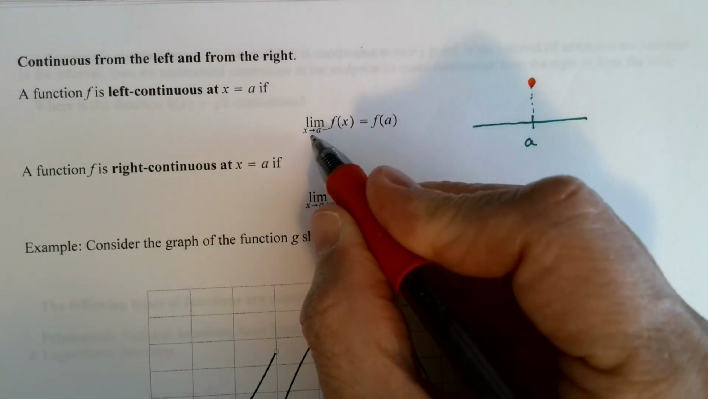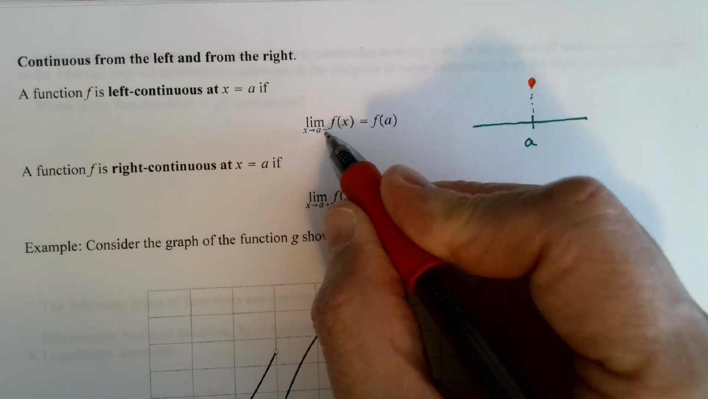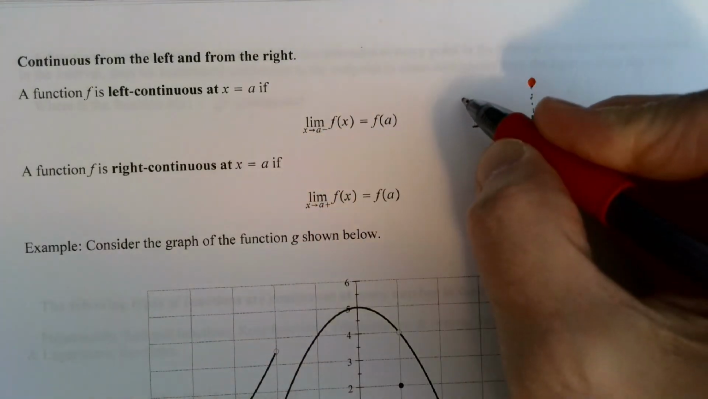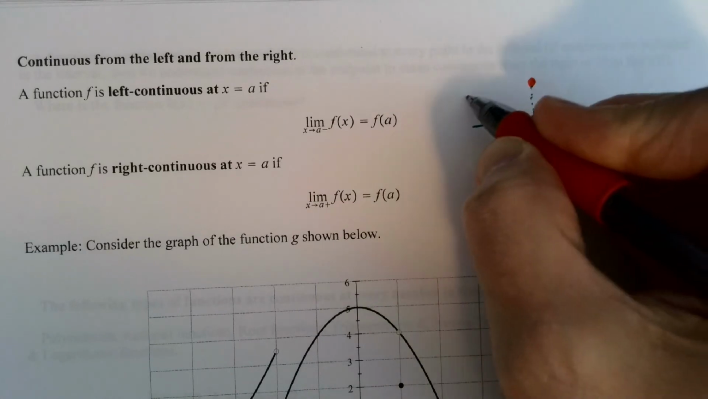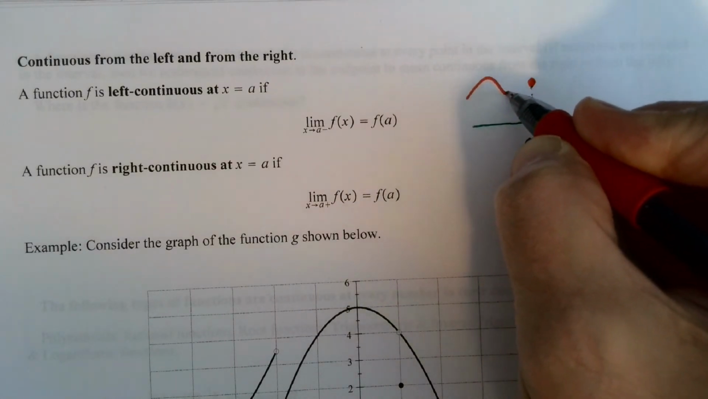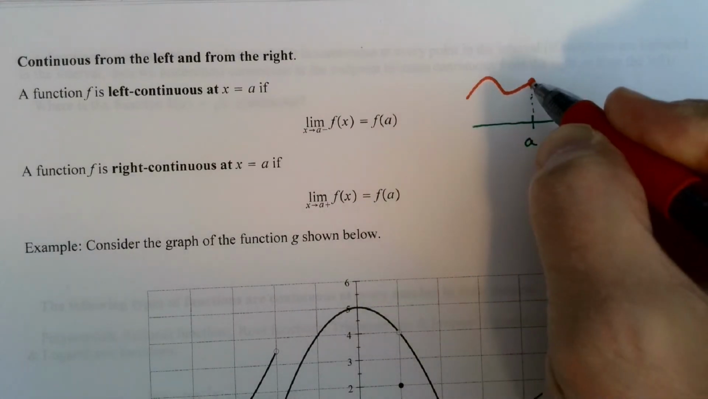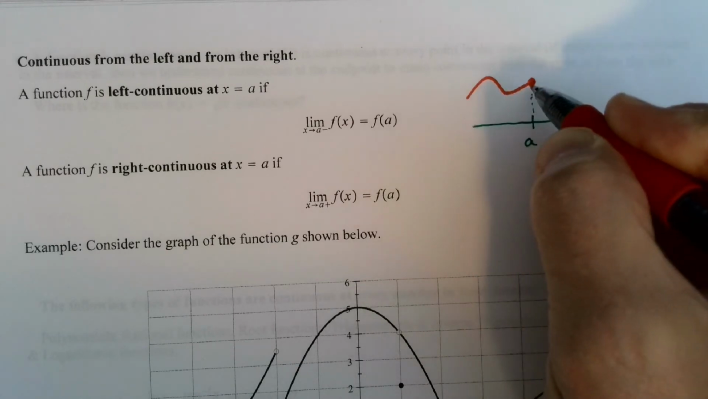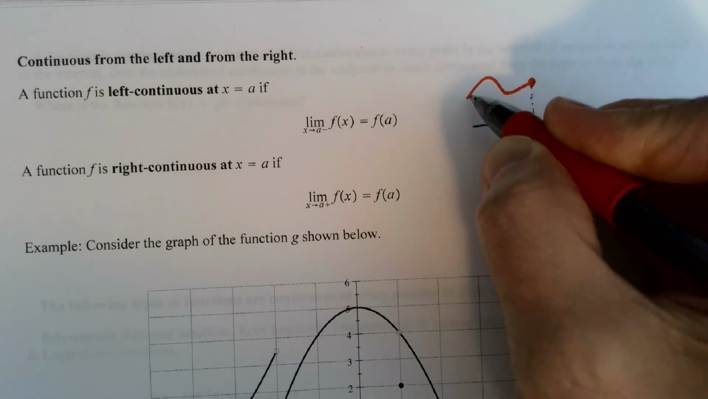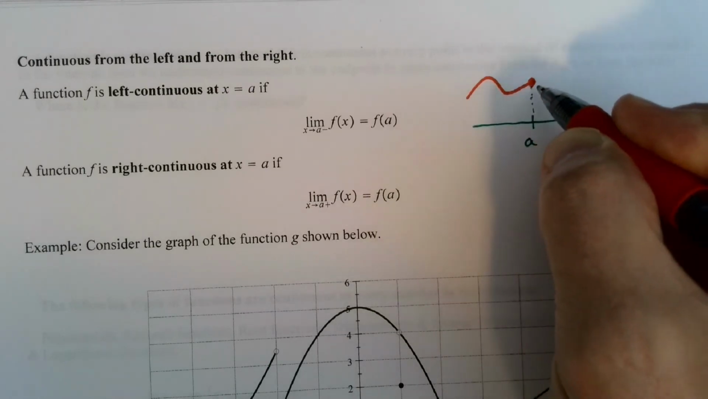But the limit as we approach a from the negative side of the function has to be equal to this. That means as I come from the negative side, from below, wherever the function is, I've got to be going right to that point. So it's got to look like this. From the left. If I'm left continuous, I'm approaching it from the left.